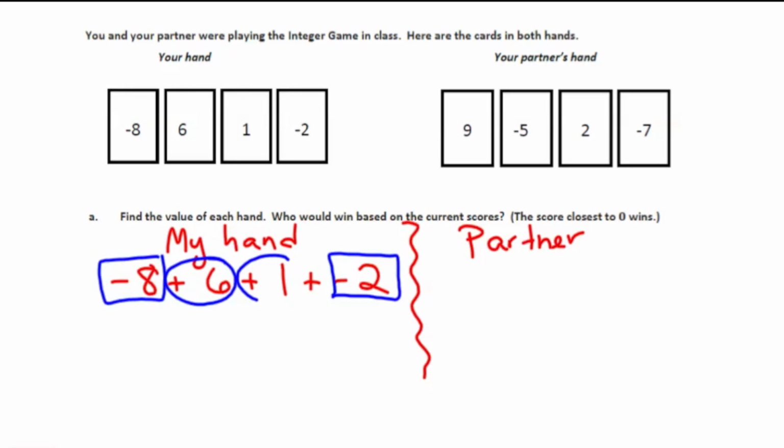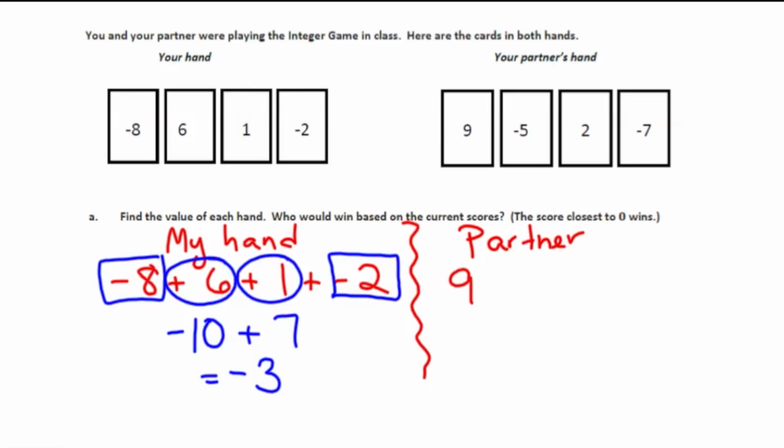When you add numbers with the same signs, you add the numbers and keep the sign. So the value of my negative cards, -8 and -2, would be -10. The value of my positive cards, +6 and +1, is +7. To find the full value of my hand, now these values have opposite signs, so I subtract the numbers, and that would be 3. And since the bigger number is negative, the value of my cards would be -3.